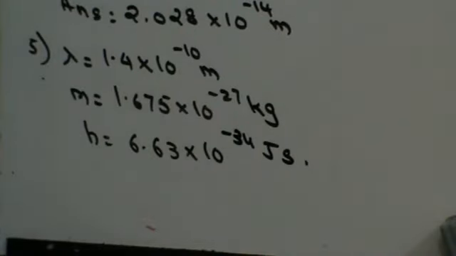You have h, m and lambda. You should be able to get the value of energy. Answer for this sum should be 4.18 into 10 raised to minus 2 electron volts. Next, take on the next one please.